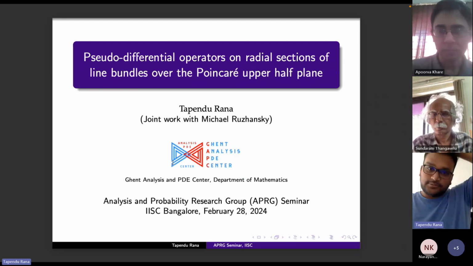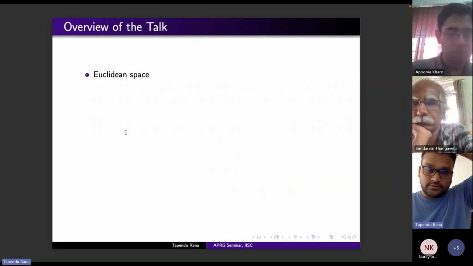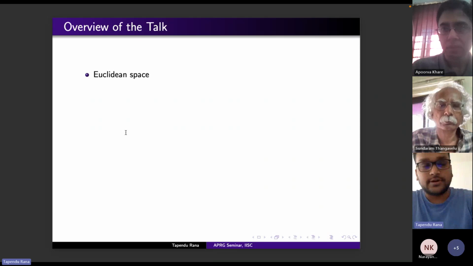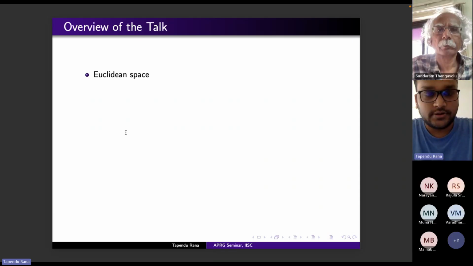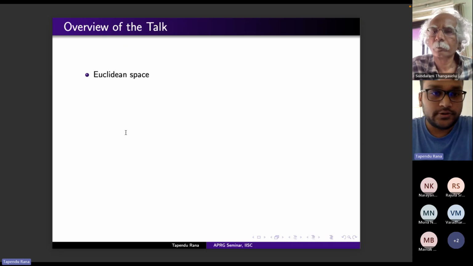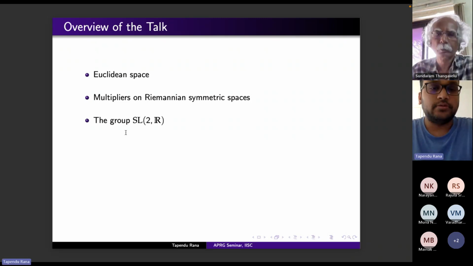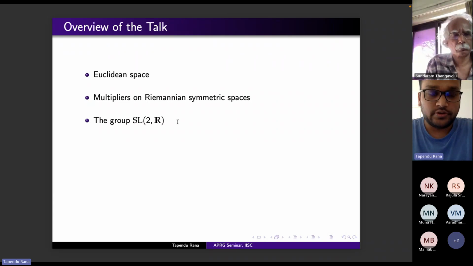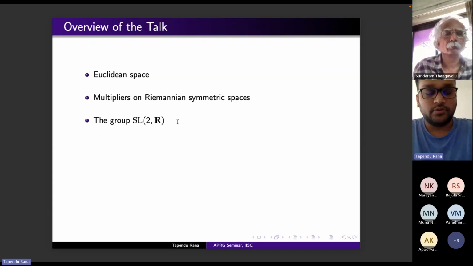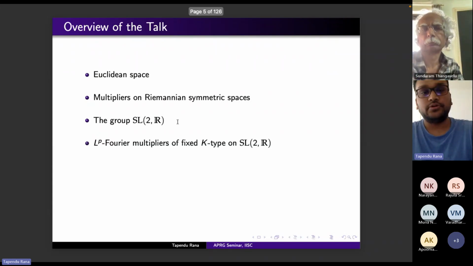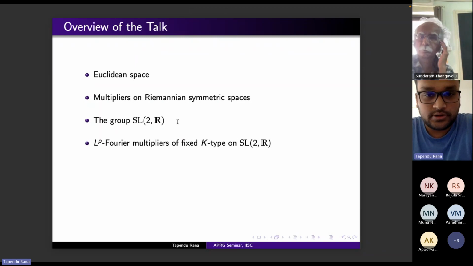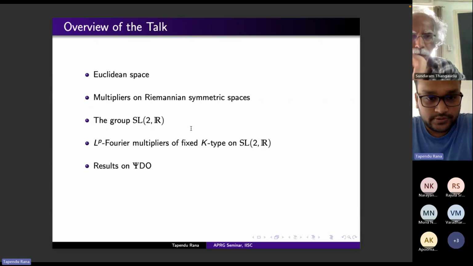So today I will start with the known space, Euclidean space. There we'll study the multiplier operators and pseudo-differential operators, and rough symbol classes for pseudo-differential operators. And then we'll move on to spaces with exponential volume growth, for example, Riemannian symmetric spaces, and discuss what results are there. And then we'll take a brief introduction of representation theory on SL2R and the Fourier transform, a variation of the Fourier transform on SL2R. And using this Fourier transform, we define multipliers for fixed K-types on SL2R. And then we state our results on pseudo-differential operators there. And finally, we'll end our talk by giving the idea of the proof.